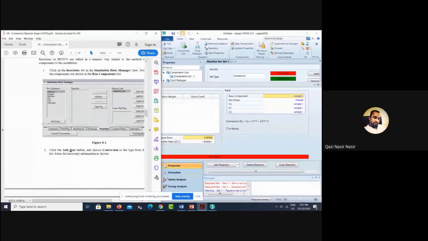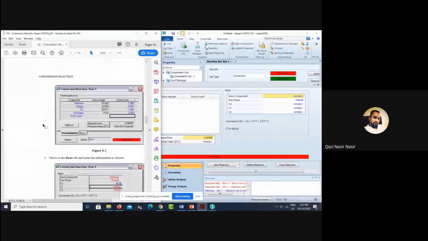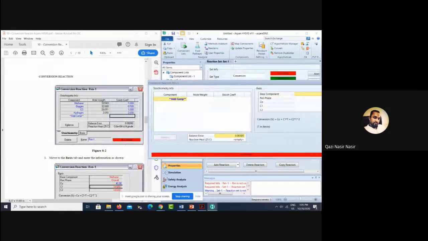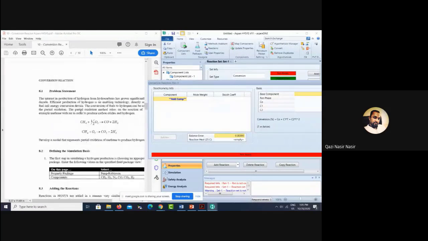Please pay attention. This is very important. If you miss this one, then you miss many things. Look at your first reaction. The first reaction: first is methane, second oxygen, third carbon monoxide, and fourth hydrogen. So add the first methane, second oxygen, third carbon monoxide, and fourth hydrogen. You add the first reaction nicely.